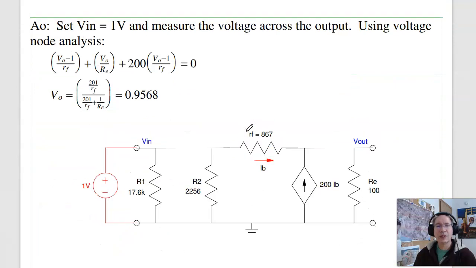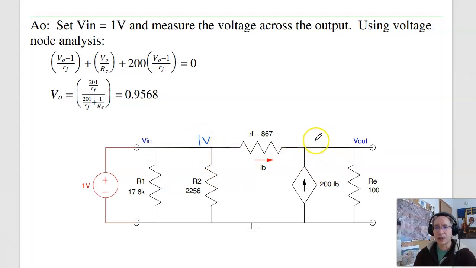And the output gain, apply 1 volt at the input and see what you get. So this is 1 volt. I'm not sure what to do. So let's do a voltage node. At this point, the current's set to 0. So that current plus this current equals 0. That's V out minus 1 over RF plus, I'm going to throw in a double negative here, 200 times V out minus V1 over RF plus V out over RE equals 0.